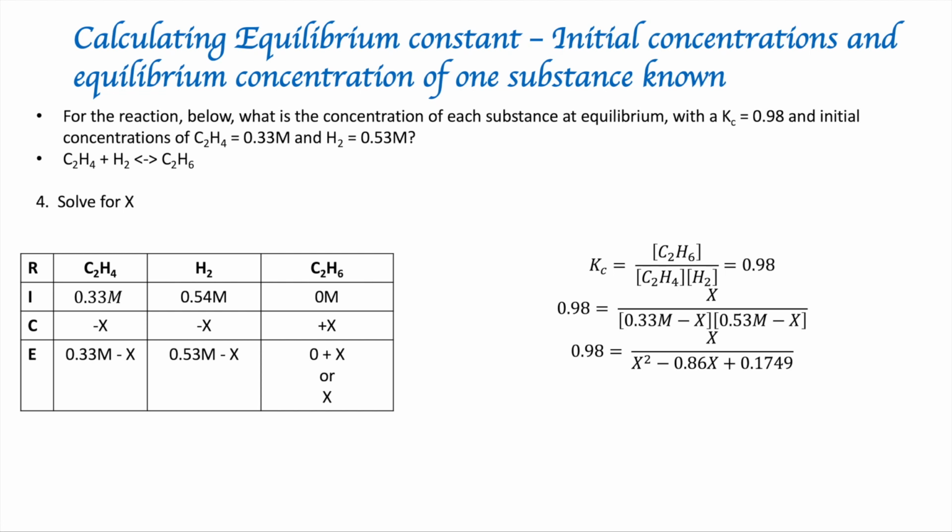And then, since I have this entire value down here, now I want to bring this out of the denominator. So I want to multiply this whole value by this value right here. So when I multiply this out, I end up with 0.98 times this entire expression is equal to x. Now, because I have 0.98 sitting out here, I need to distribute that value into everything inside the parentheses. So I end up with this: 0.98x squared, minus 0.8428x, plus 0.171402 is equal to x.